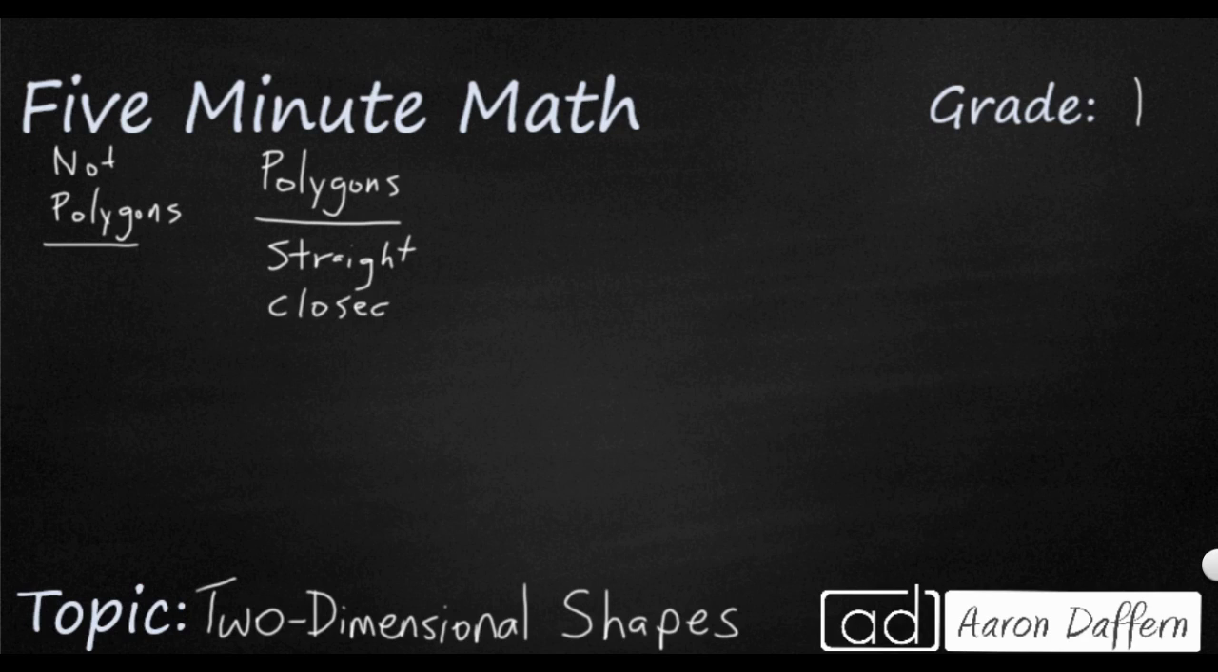So here's a perfect example. This is a shape that we are all very familiar with. That's a circle. It is closed, but it's not straight. So it's a shape, but it's not a polygon.